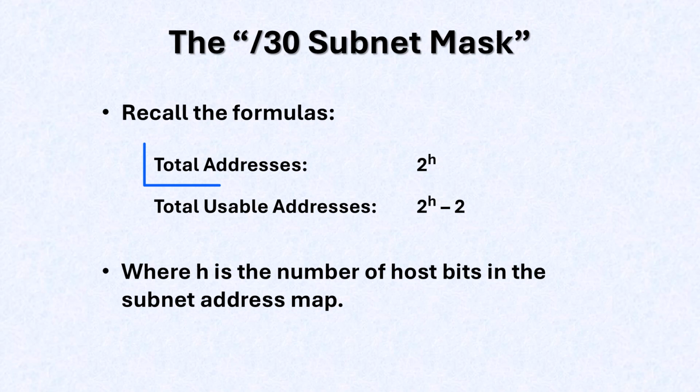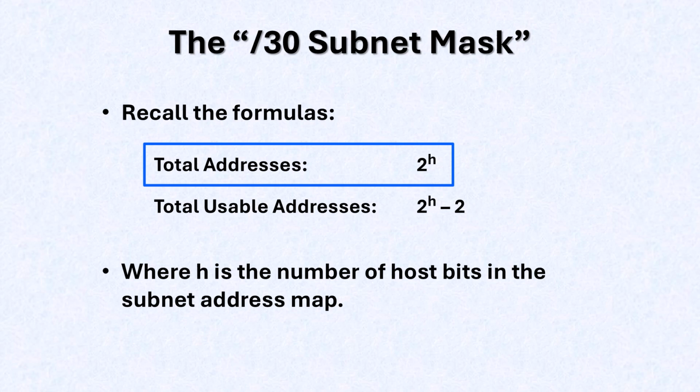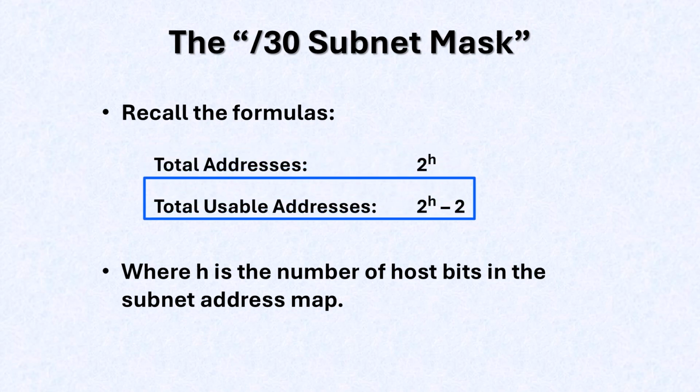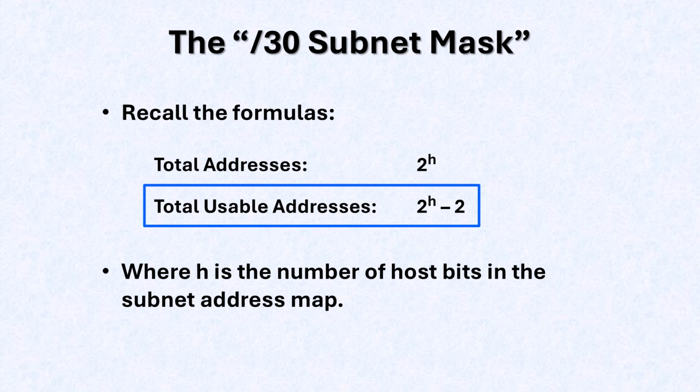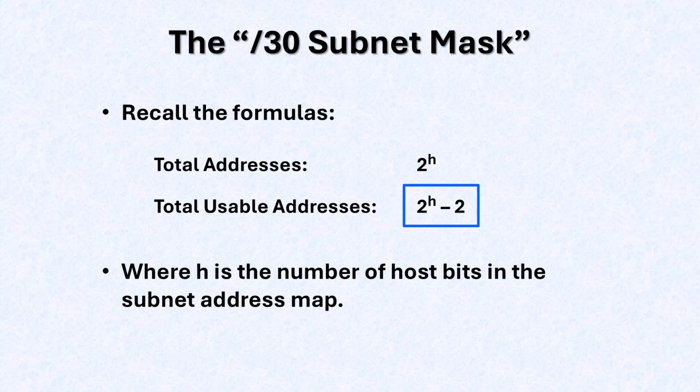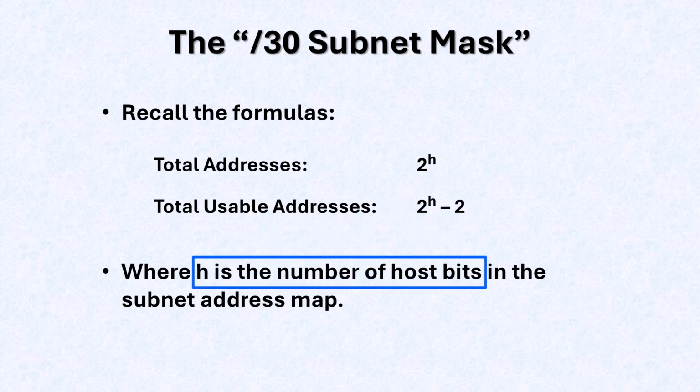Recall the formula for the total number of addresses per subnet. It is 2 to the h. The formula for the total number of usable addresses per subnet is 2 to the h minus 2. Again, we subtract 2 because neither the network address nor the broadcast address can be assigned to a device. H represents the number of host bits in the subnet address map.